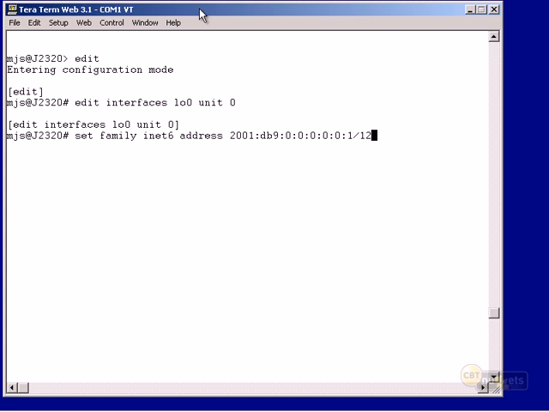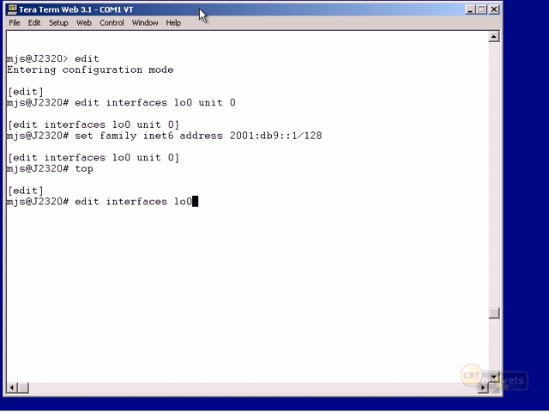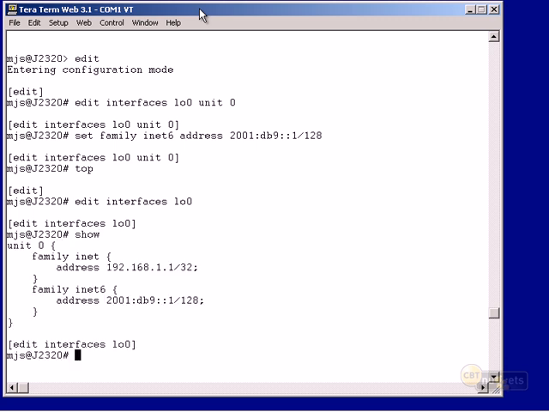Now I don't have to put all those zeros in there. I know that one time I can do a double colon, right? So I could say DB9 colon colon and then put in the 1 and then /128. Then I can go to the top and let's do an edit interfaces loopback 0 and do a show command. And we can see here's my 2 addresses I've assigned to the loopback address in the 2320. Okay, it's still unit 0, but I've got a family INET or IPv4, and there's my address of 192.168.1.1/32, and then here's family INET 6 with my address of 2001 colon DB9 colon colon 1/128.